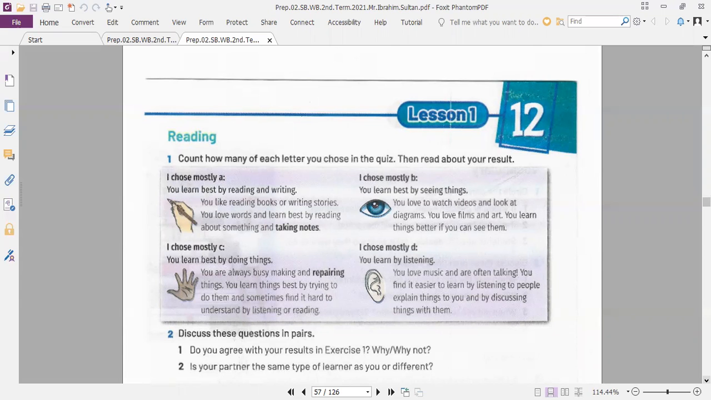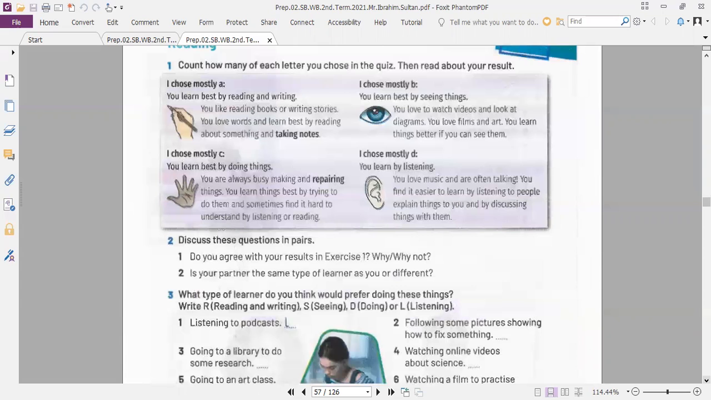If you choose mostly C, you learn best by doing things. You are always busy making and repairing things. You learn things best by trying to do them and sometimes find it hard to understand by listening or reading. انت عايزة تعملي الحاجة بنفسك.